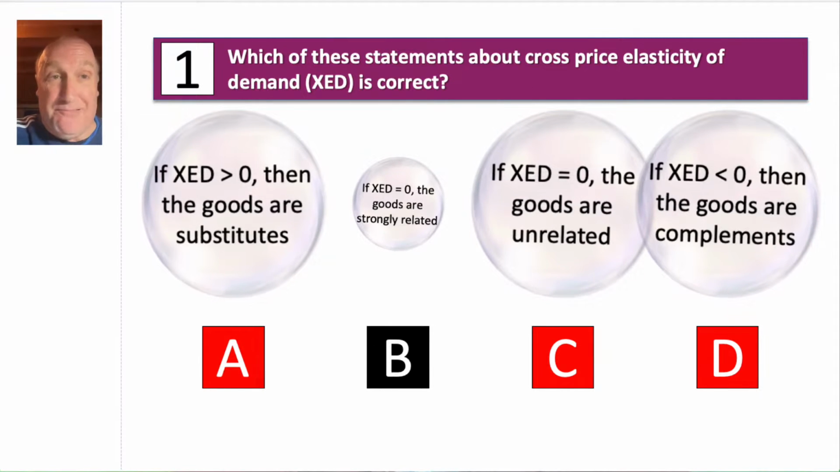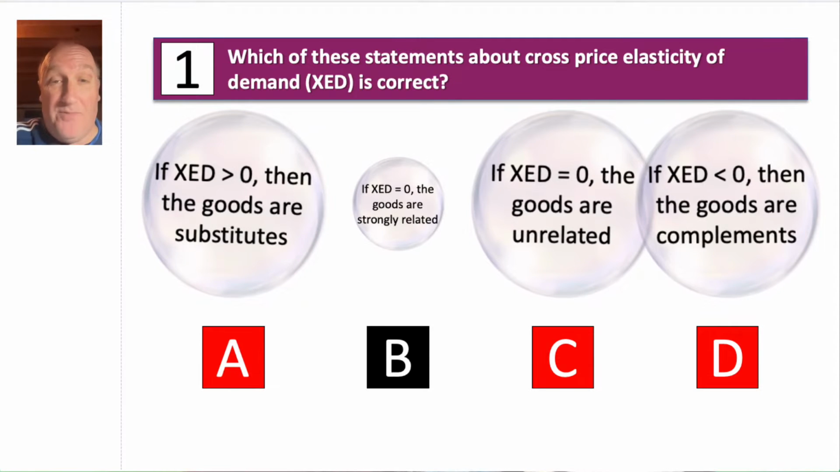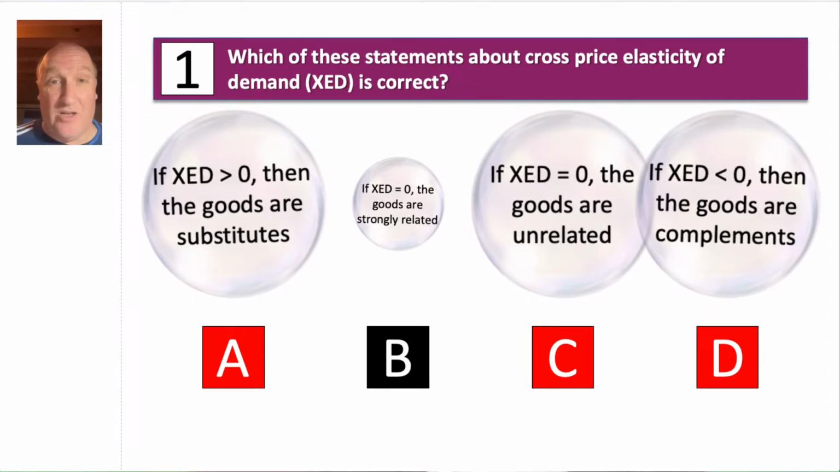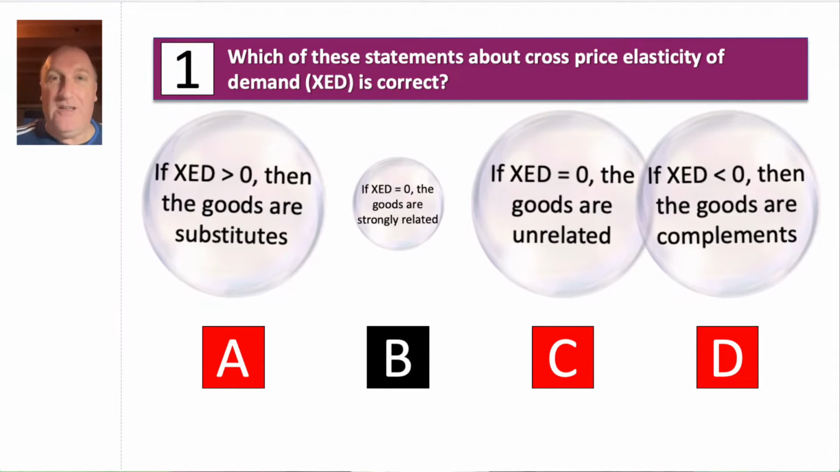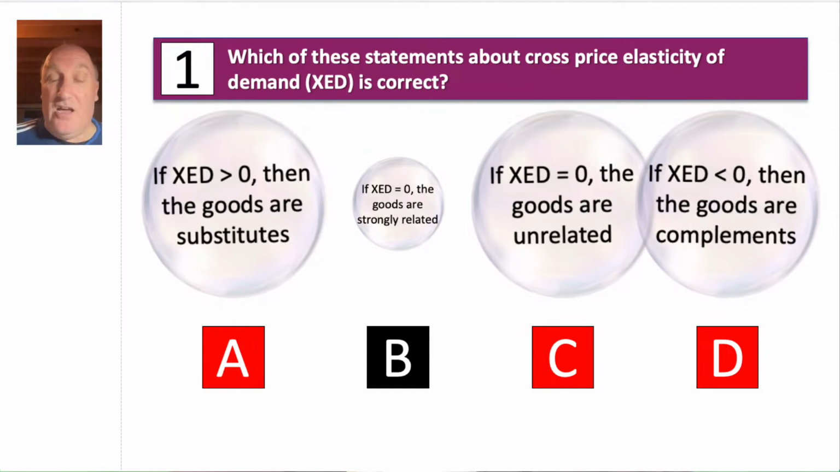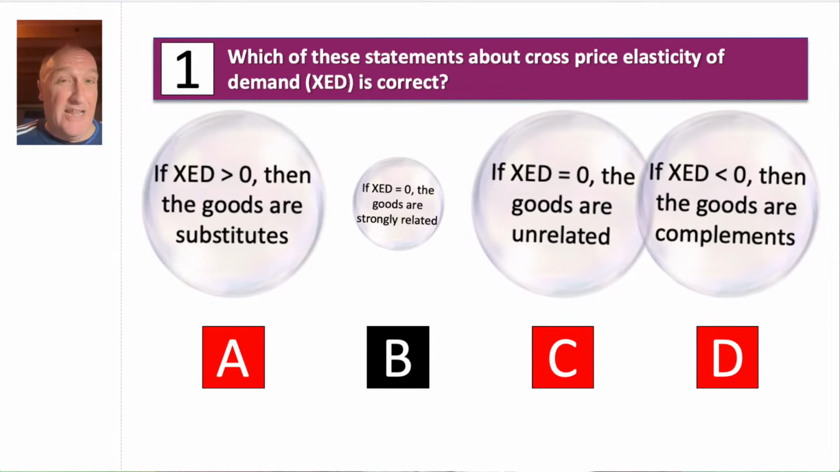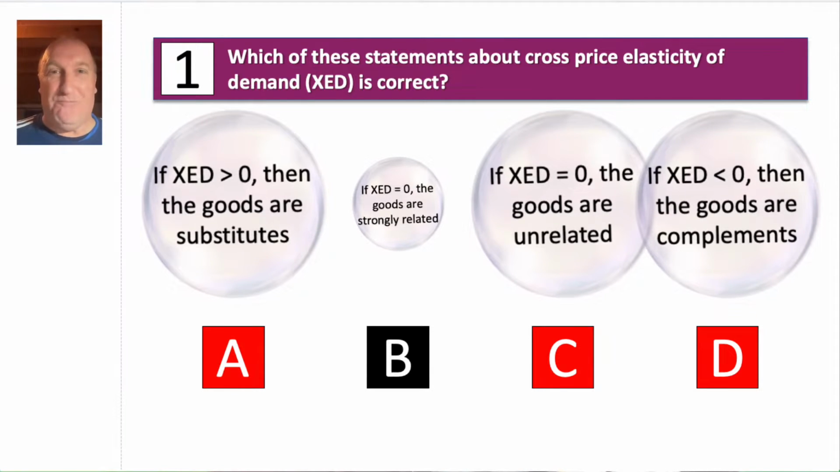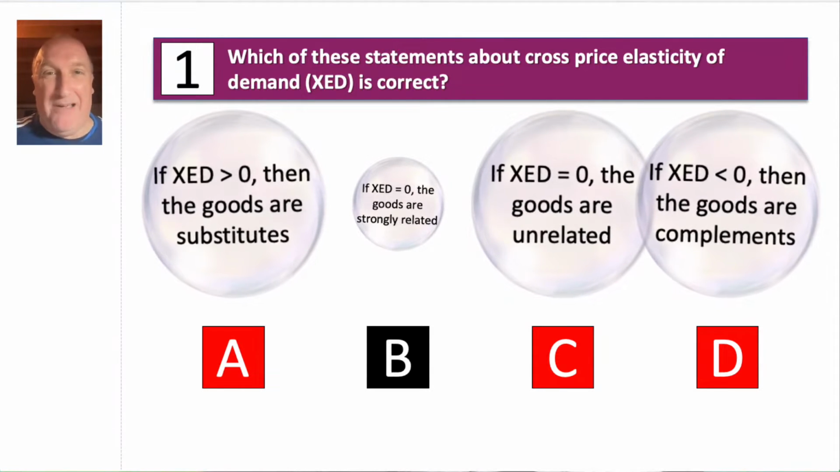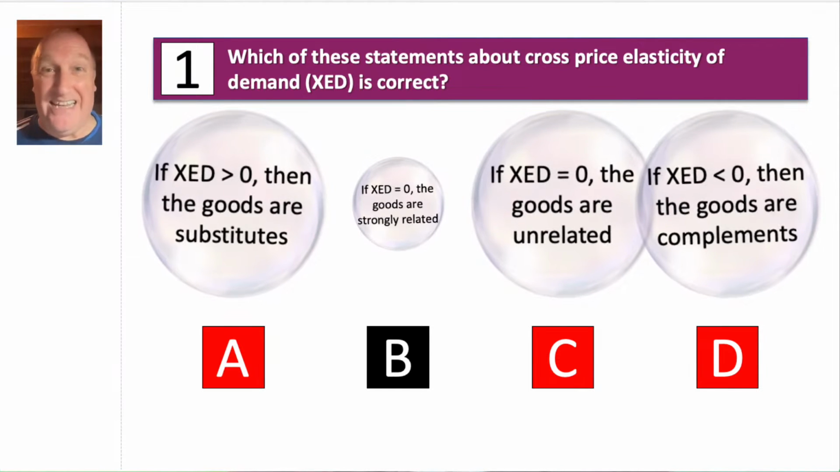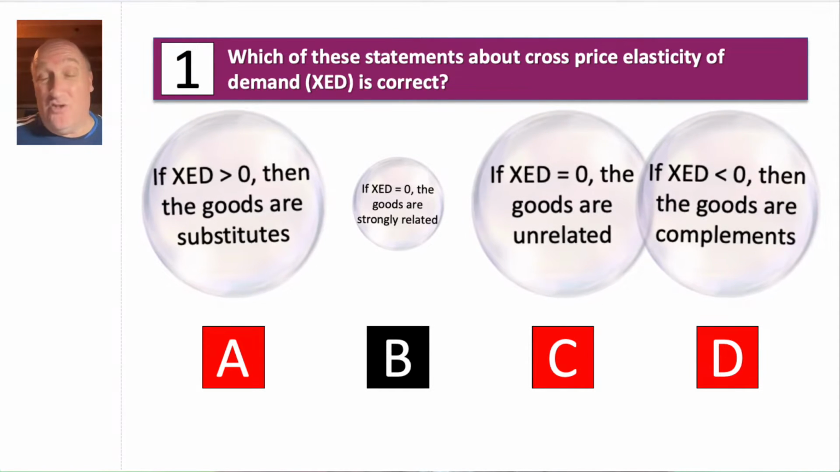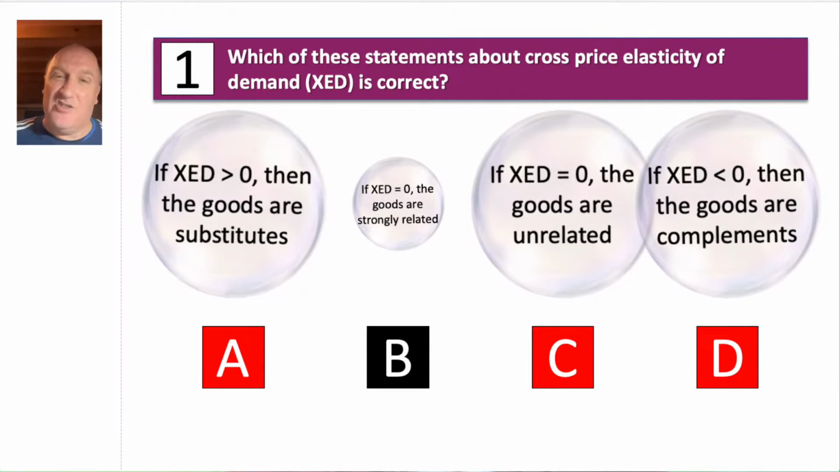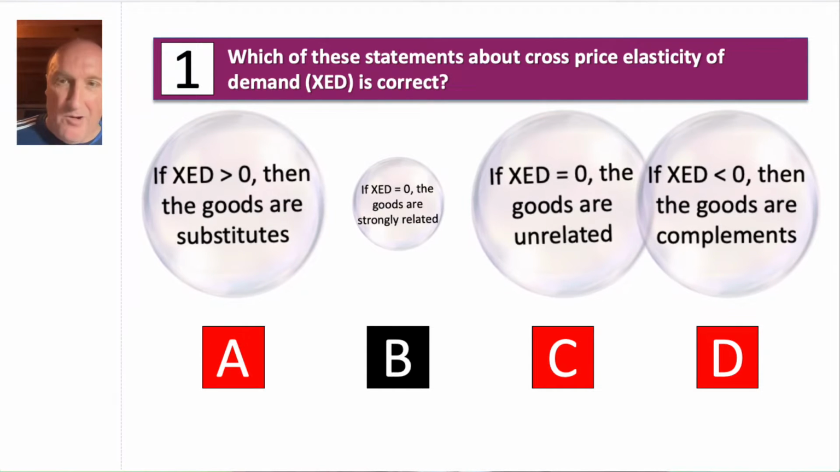So substitutes. If the price of Coca-Cola goes up, the demand for Dr Pepper goes up because people switch, called the substitution effect. Positive cross-price elasticity. If XED is 0, that means there's no relationship between 2 goods. If you've got a moment, you might want to type into the chat window 2 products that have no price demand relationship. Can you think of 2 completely unrelated goods or services? Often quite a good idea to see what we can come up with. But when you have a value of 0, there's no relationship. That means that B is wrong.